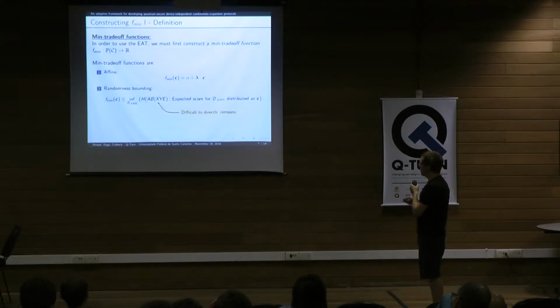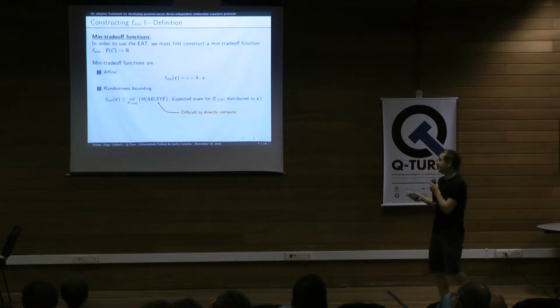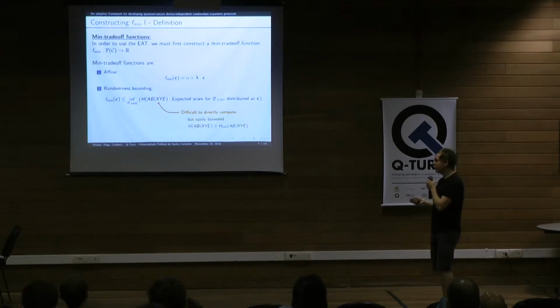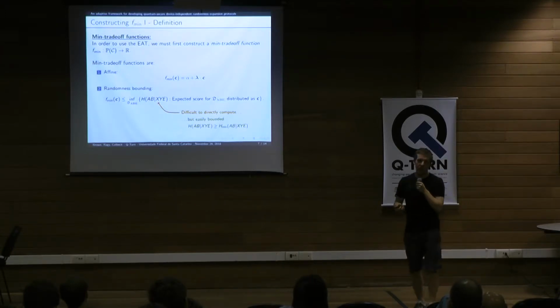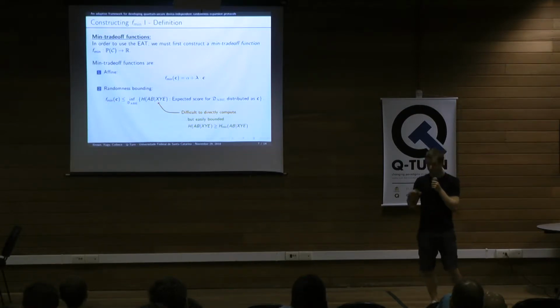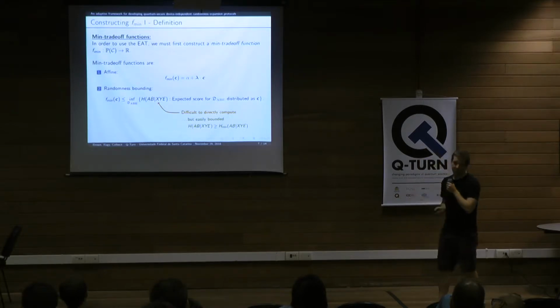Now, again, as we heard before, this is very difficult to compute in general, in a device-independent way, that is. And we only actually know of one scenario in which we can actually compute this in a tight way. But we can easily bound it. So we know that the von Neumann entropy is always greater than the min entropy. So if we can construct these min trade-off functions with respect to the min entropy, then we immediately have min trade-off functions for the von Neumann entropy.